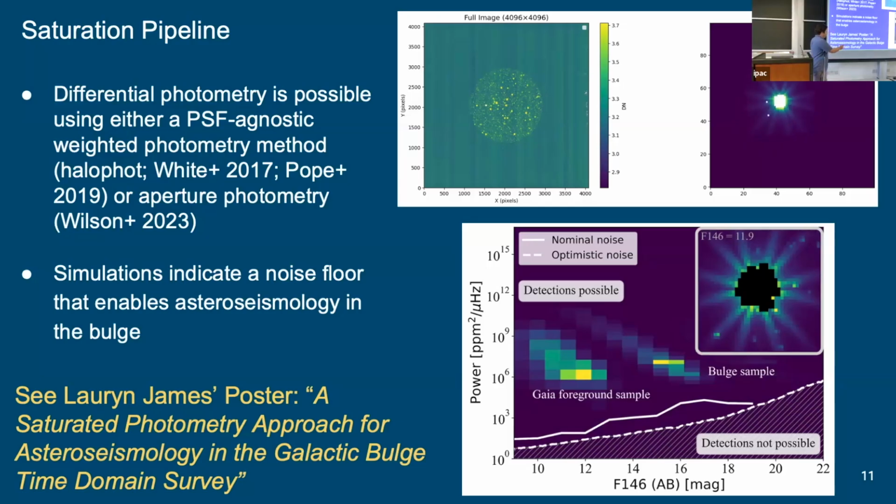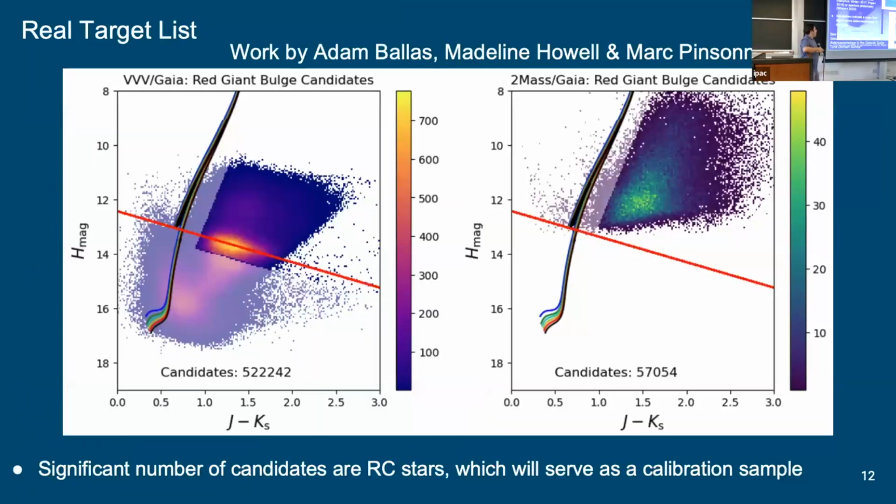Additionally, you can see here with our noise floor that a lot of these objects from the bulge itself will be able to have asteroseismic detections. I highly recommend you look at Lauren's poster, who is here today and has a poster out there, poster 13, I believe. She can go into much further detail on the current work with the saturation pipeline. I'm sure a lot of people here are very interested in that.